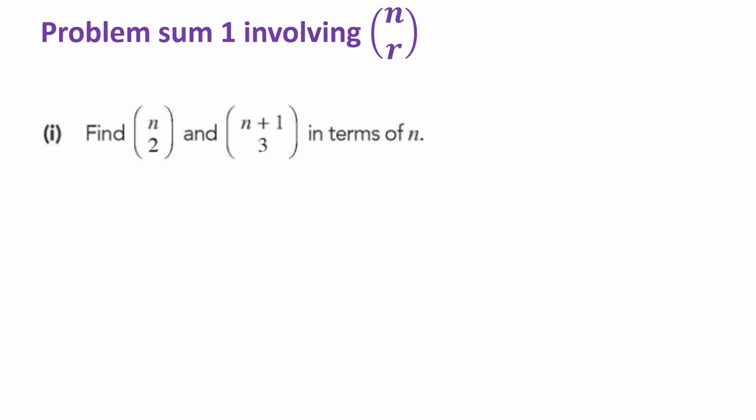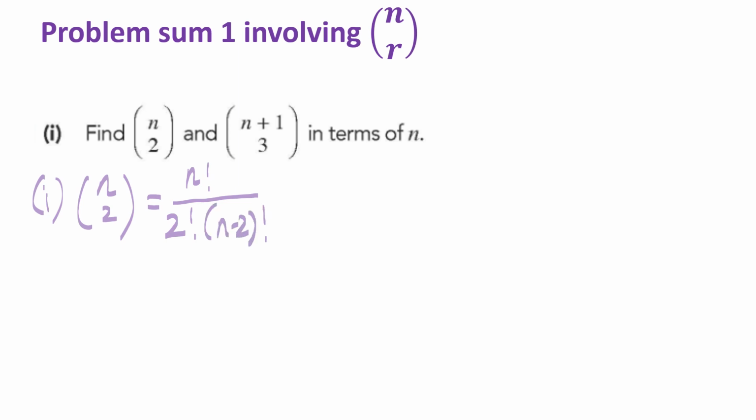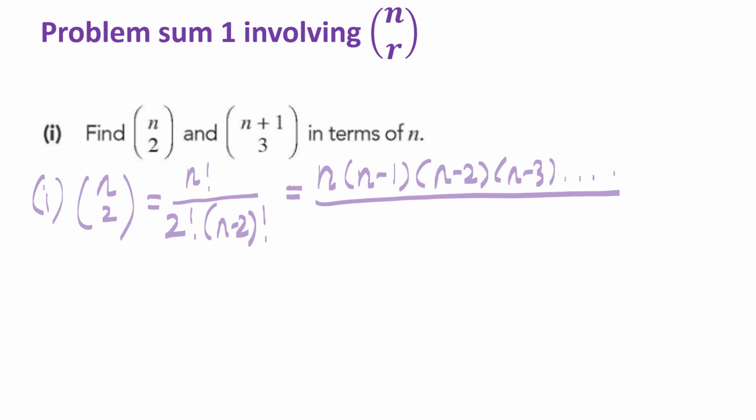So with our new confidence, let's try to do some problem solving. Part 1 asks to find nC2. So nC2 is just n factorial over 2 factorial times (n minus 2) factorial. Okay, and n factorial is n(n minus 1)(n minus 2)(n minus 3), so on and so forth. 2 factorial is 2 times 1, that gives you 2. We're going to keep n minus 2 factorial.